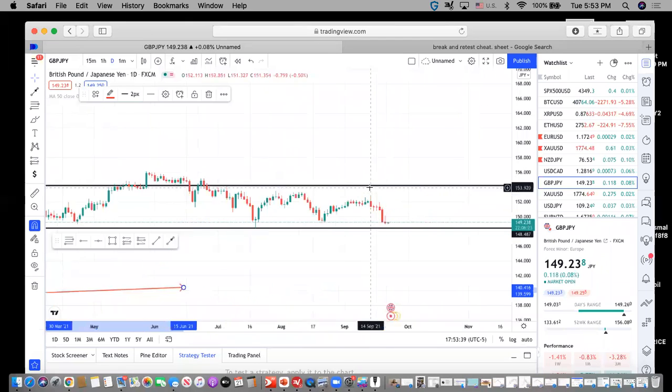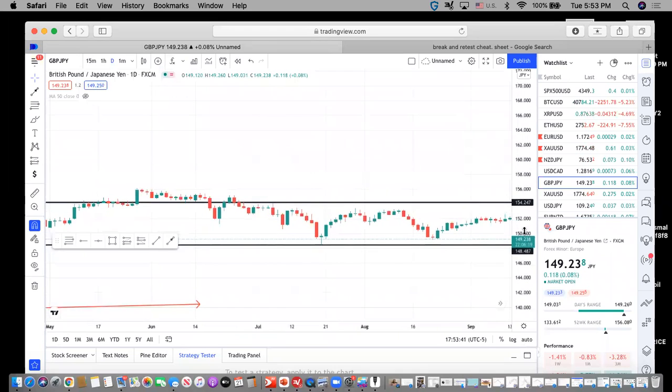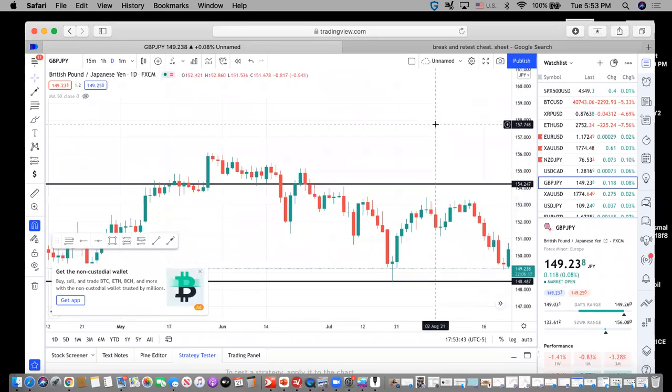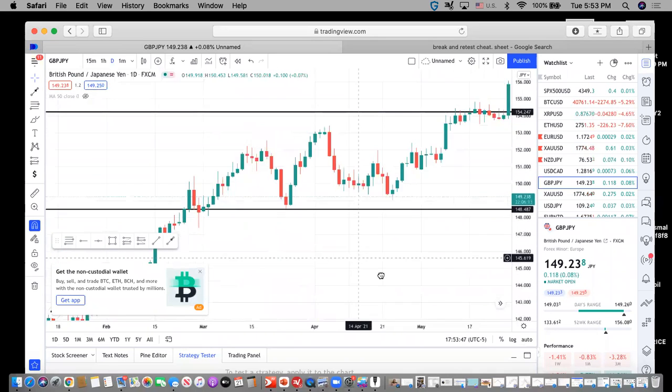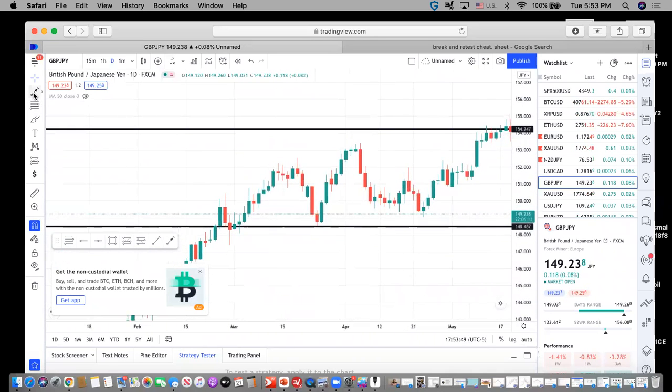So let's look at this example of a break and a retest. This isn't the cleanest break and retest. Let me find a clean one for you guys. All right, so this is super clean right here.